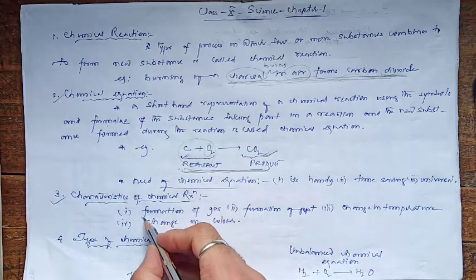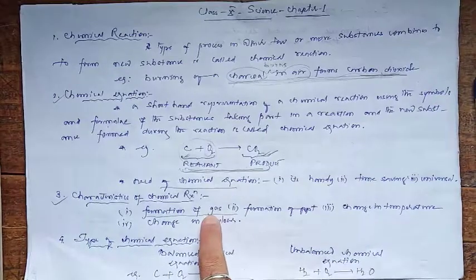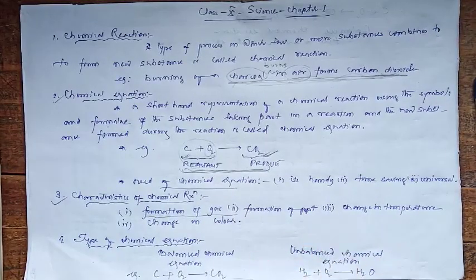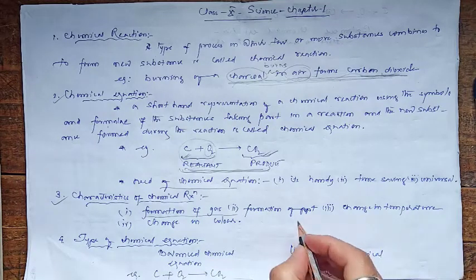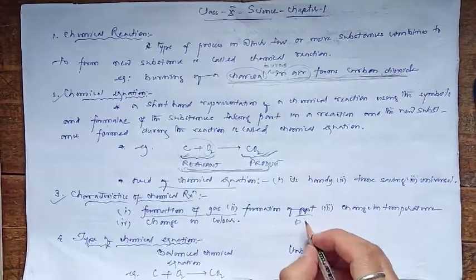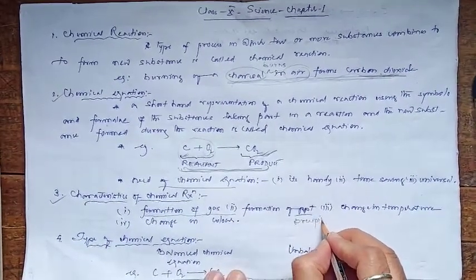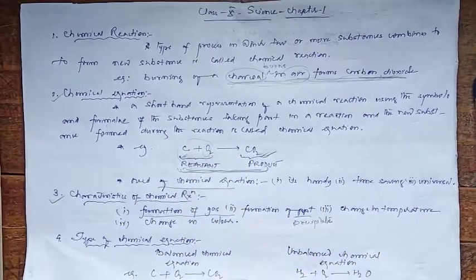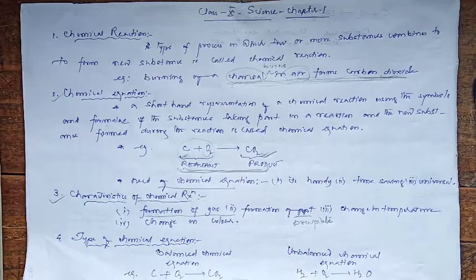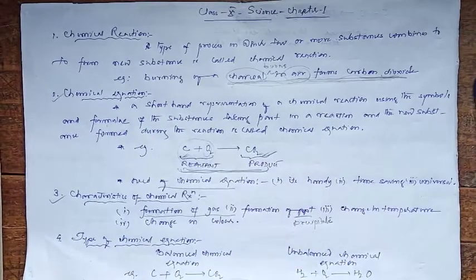If you can see any of these observable characteristics, such as formation of a gas during a process, that's the indication that a chemical reaction is going on. If there is a formation of a PPT, now PPT stands for precipitate. What is the meaning of a precipitate? A precipitate is an insoluble substance formed during the reaction. So if there is a formation of a precipitate during the reaction, we can understand the given process is a chemical reaction.